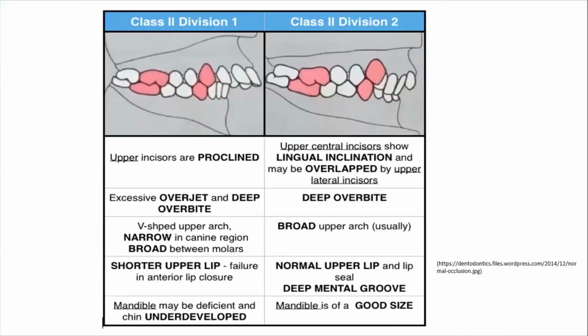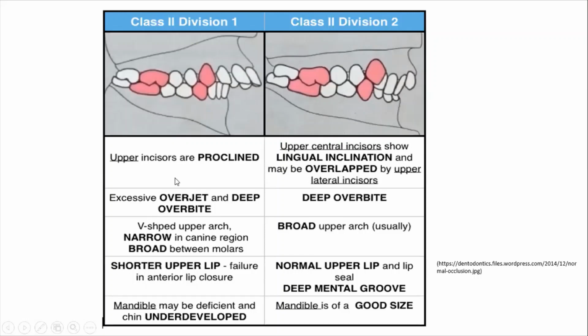This is a great comparison of division 1 and division 2. So in division 1, again, you've got the upper incisors that are proclined. They're jutting out. In division 2, you've got those upper central incisors that are lingually inclined. They're tipped back. They may even be overlapped by upper lateral incisors.